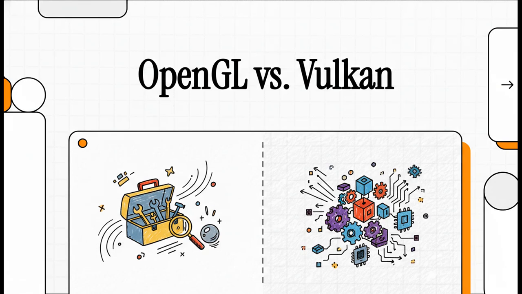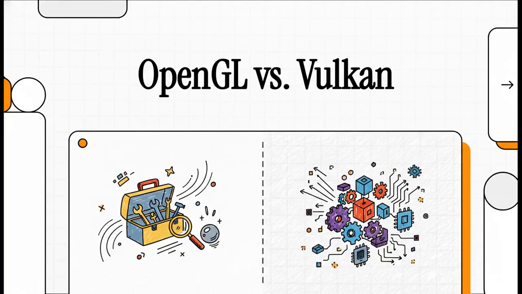All right, let's get into it. Today, we're digging into the world of modern graphics, looking at two really powerful APIs, OpenGL and Vulkan. They both help create the incredible visuals you see in games and apps every day, but, and this is the important part, they go about it in completely different ways. So which one is the right tool for the job?